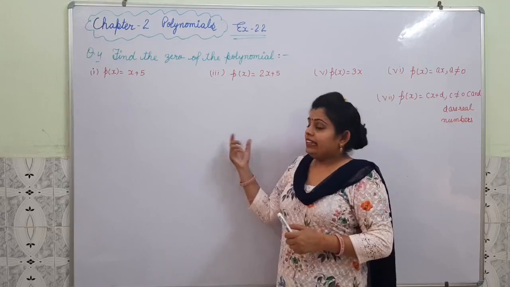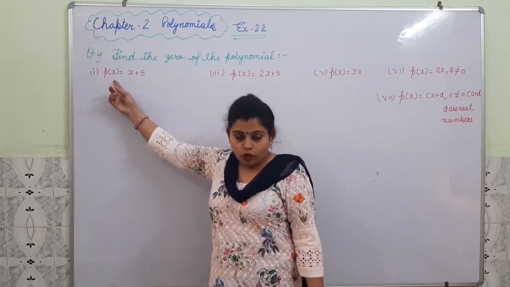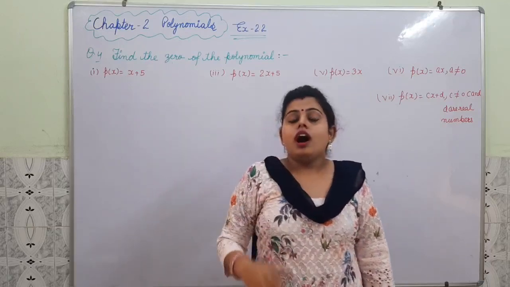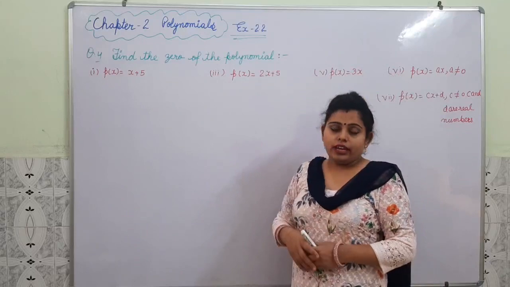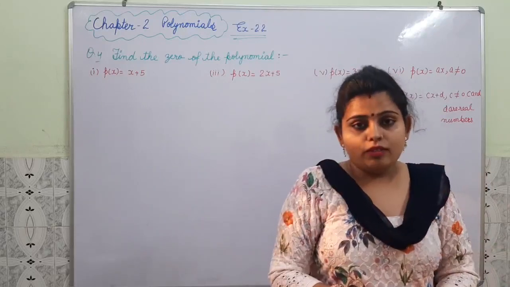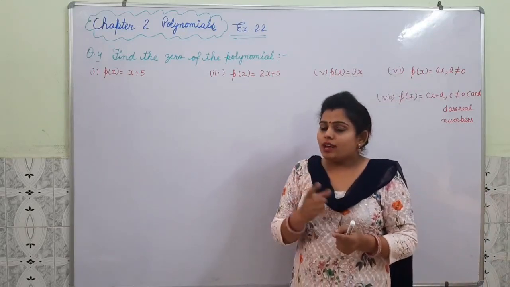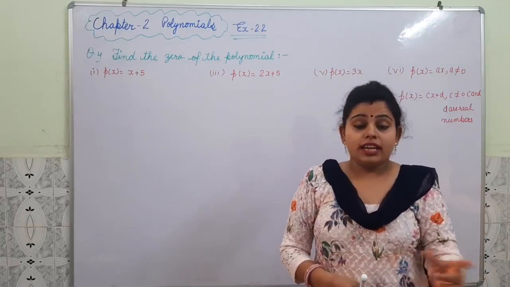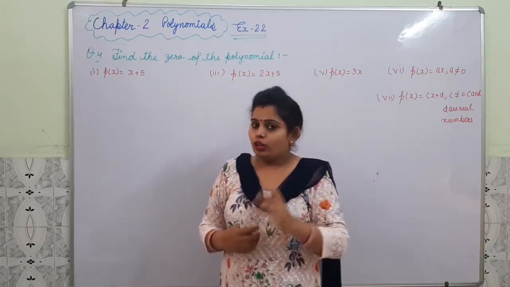So for finding the zeros, what will we do? We will equate this p of x with 0. Whatever polynomial is given, whether it is p of x or p of y, we will compare it with 0, and from there we will get the value of the variable. The value we get will be the zero of the polynomial.